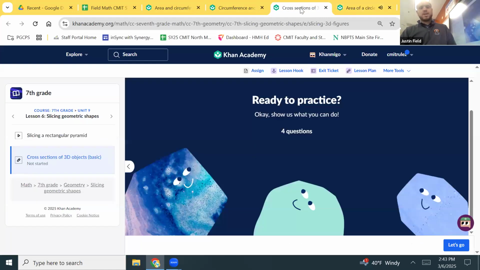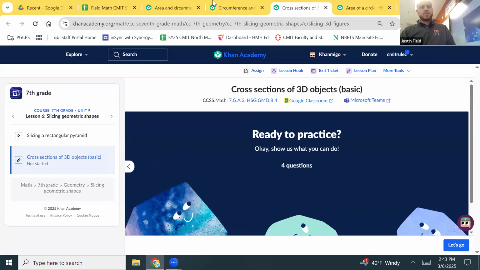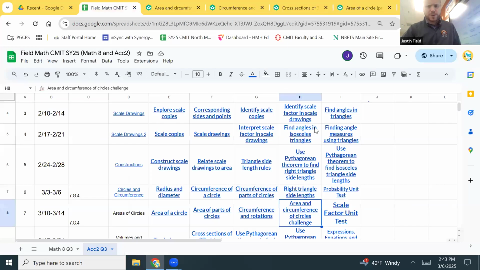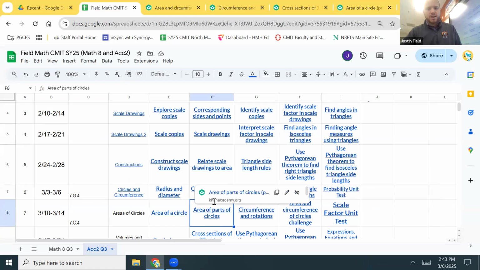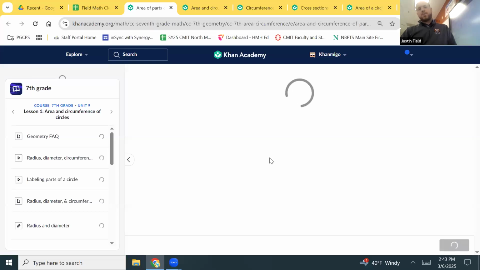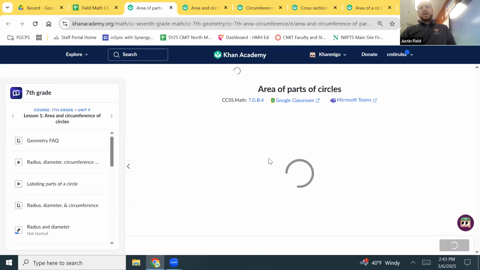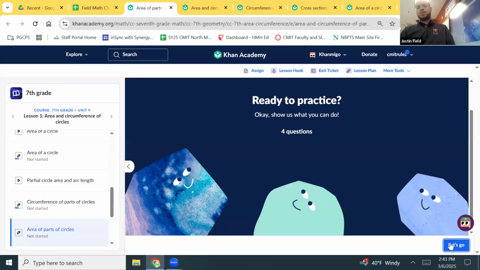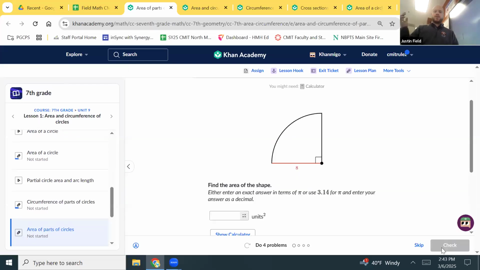You're going to get it. Let's do cross-section area. That is not what we're doing. We're doing area of parts of a circle. Why did it say cross-section areas? We've got to do area of parts of a circle. So do you remember when we did the circumference of parts of a circle? We just found the circumference and multiplied it by the fraction of the circle. We're going to do the same thing here.